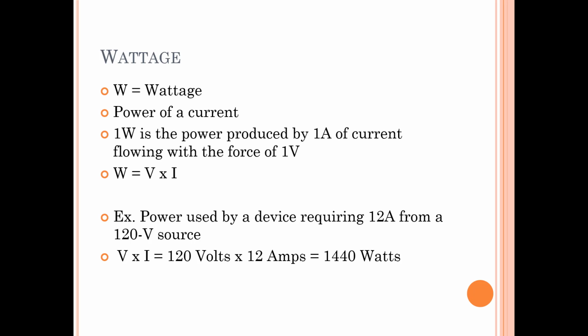Wattage is the power of a current. 1 watt is the power produced by 1 amperage of current flowing with a force of 1 volt. The calculation is wattage is equal to volts times current. For example, this could be calculated for the power to be used by a device requiring 12 amps from a 120 volt source. If we use the equation voltage multiplied by the current equals the wattage, we would have 120 volts multiplied by 12 amps, resulting in 1,440 watts.